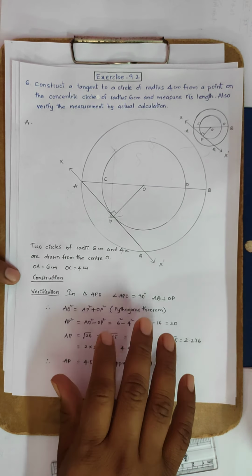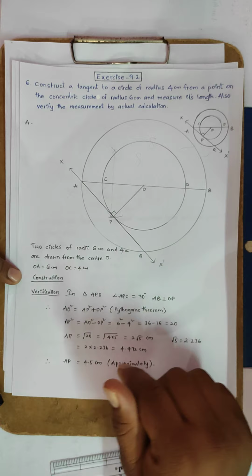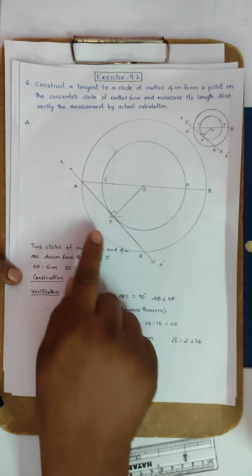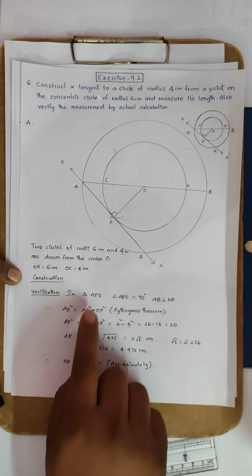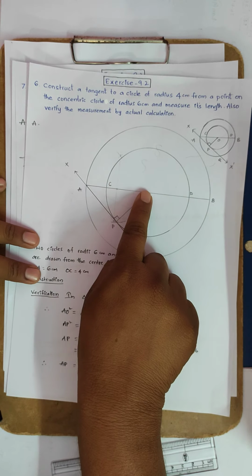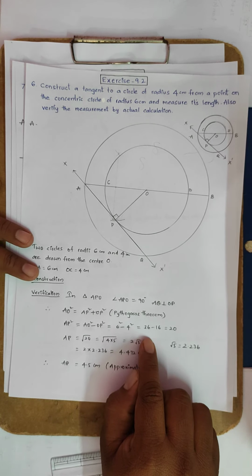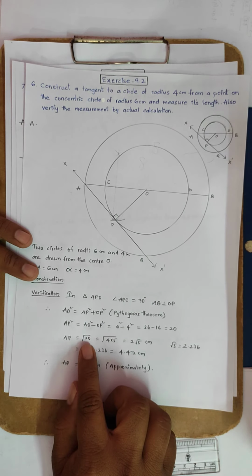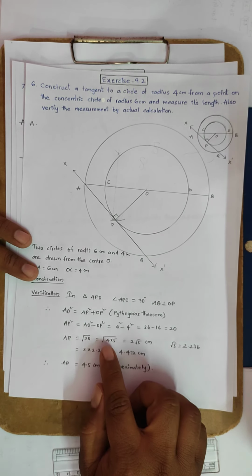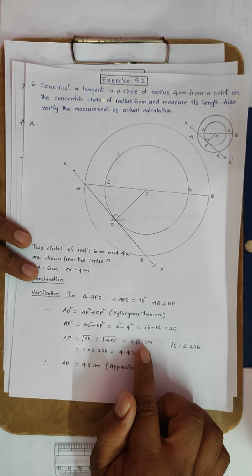Now the question is, what is the length of AP? Using Pythagoras theorem, AO square is equal to AP square plus PO square. So AP square is equal to AO square minus OP square. 6 square minus 4 square is 36 minus 16. Their difference is 20. For 20 there is no exact square root, so write it as factors 4 and 5. 4 fives are 20. Square root of 4 is 2, then the remaining root 5 centimeter.